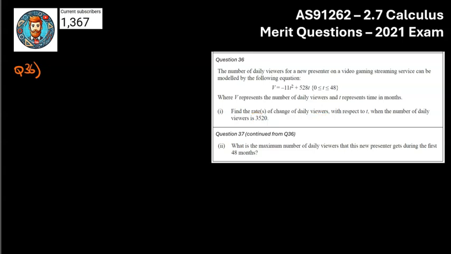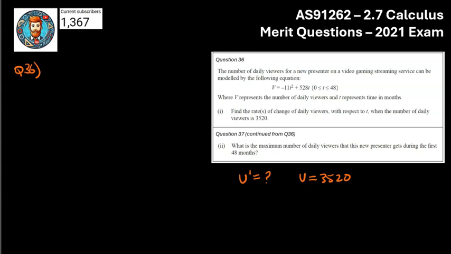3,520. So I guess the first thing to note is we're trying to find the rate of change. So we're trying to find V'. That's ultimately going to be our answer. And we know that we're interested only when V is equal to 3,520. So we've got a few bits of information. Let's start off with finding something to do with V'.